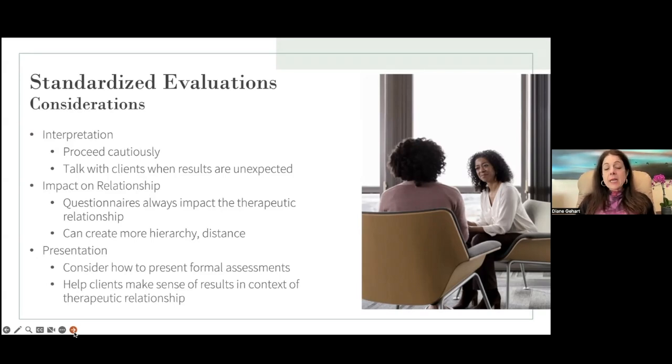So again, helping clients make sense of whatever results you present to them in the context of the therapeutic relationship, in a way that it all feels consistent to the client who's on the receiving end of these results, and also trying to form a relationship with you that is consistent and coherent. And again, when you're working with diverse clients, be particularly sensitive and really go out of your way to create space for them to share their honest reflections and feedback.